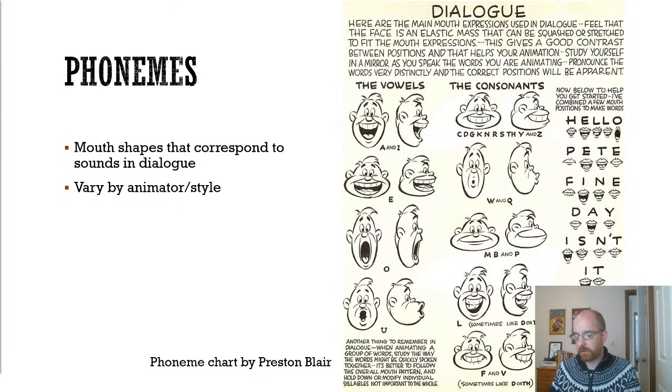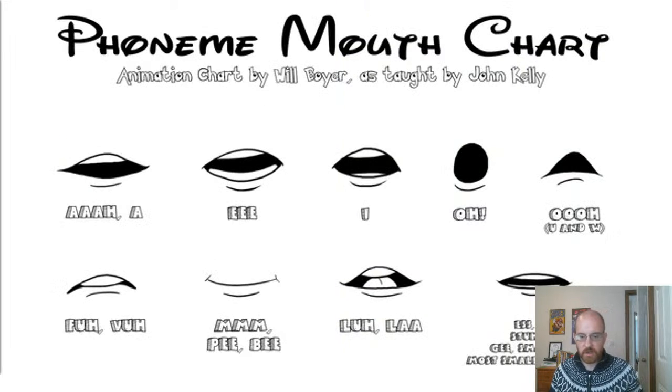So phonemes can vary by style. And one that I shared, that is taught by animator John Kelly, is this sort of basic 9 pose phoneme chart for 9 different sounds. This is a good basic phoneme chart. So you can go as minimal as that. And this will give you a variety of mouth sounds that will get you pretty far.